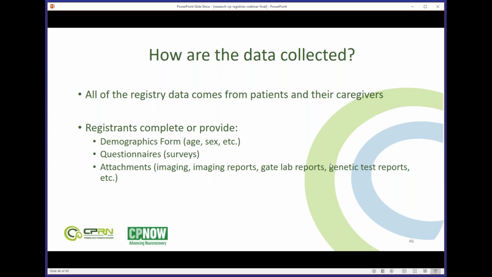And in a genetic syndrome like ours, having genetic reports is vital. Some researchers won't look at data on a patient that doesn't have a genetic report because they want to know exactly what genes were involved and that it truly is the right diagnosis. In the instance of CP, you all may be more interested in imaging reports or gait lab reports. And these are harder to de-identify than surveys, but they're very valuable.